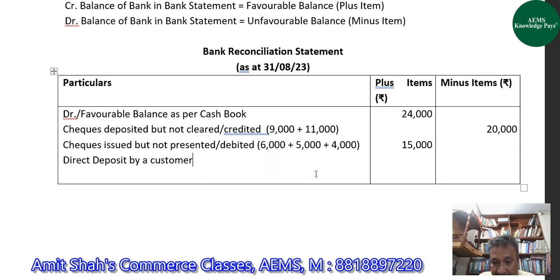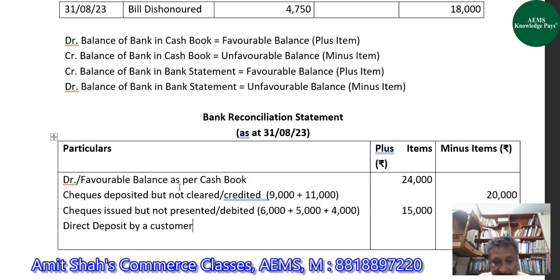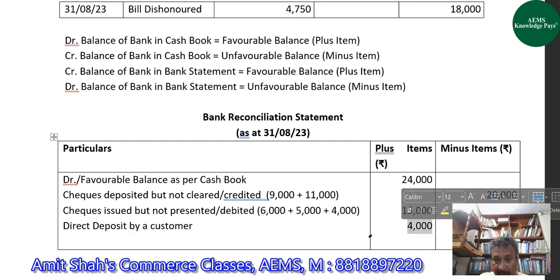It has been deposited in bank statement, and because of that, in bank statement towards which we are moving in this bank reconciliation statement, the balance is more. I repeat, because of this direct deposit in our bank statement, the balance is more by 4,000, and that is why, since it is more, it will come in plus column.